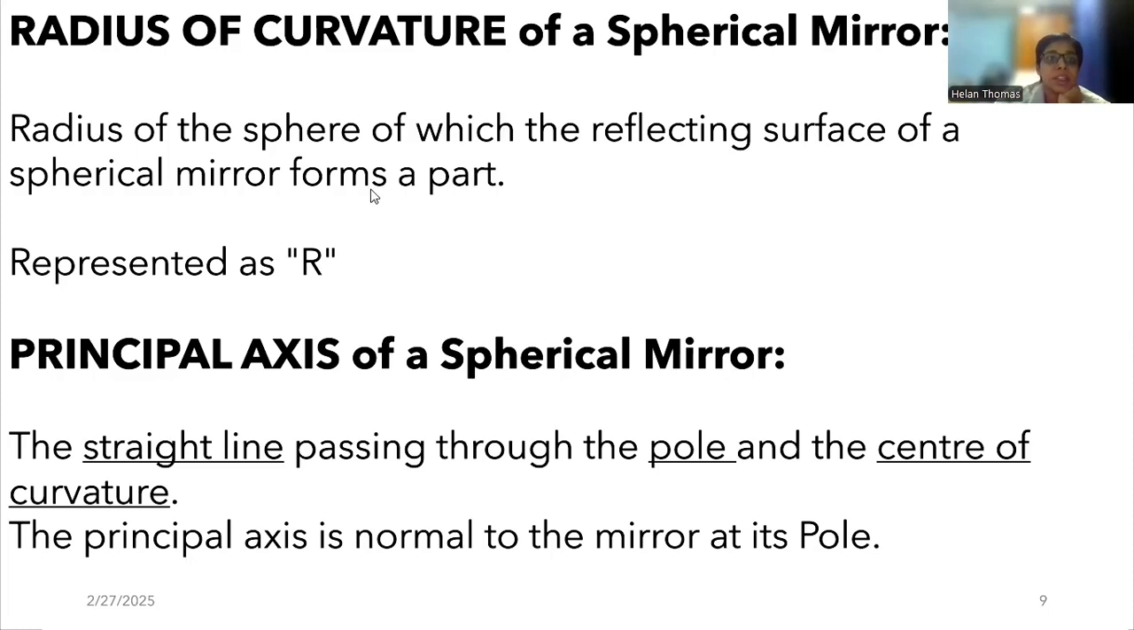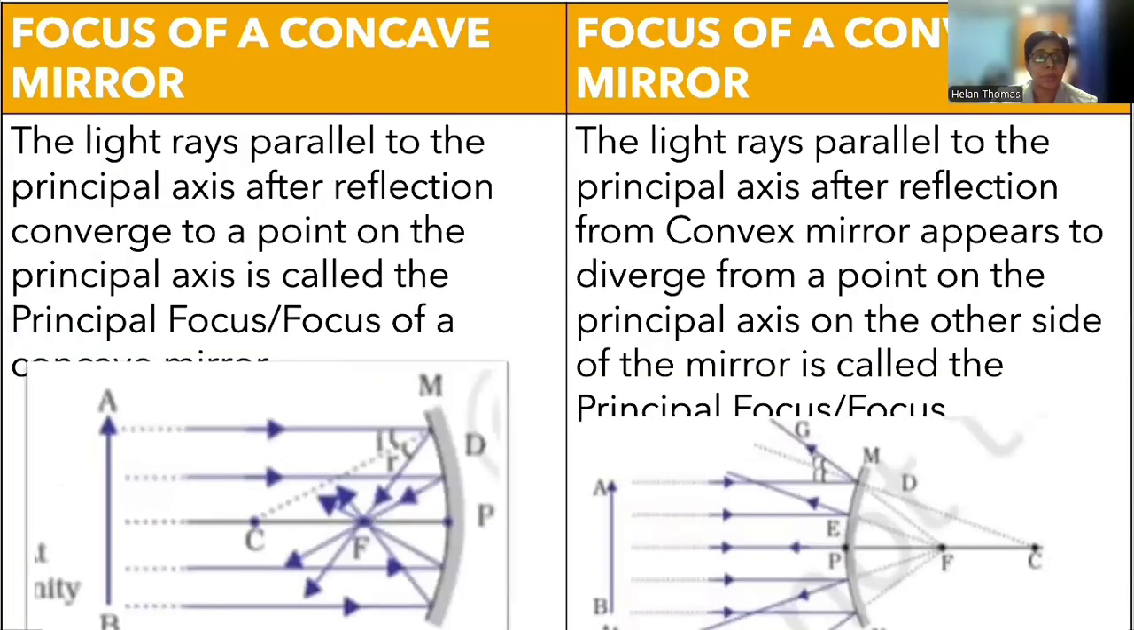Then the principal axis of the spherical mirror. Principal axis is that you draw a line from the pole, the middle or geometrical center of the mirror, to the center of curvature. That is, if you draw an imaginary line, that is called the principal axis. So the line connecting C and P will be the principal axis.